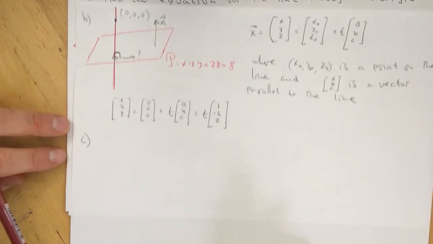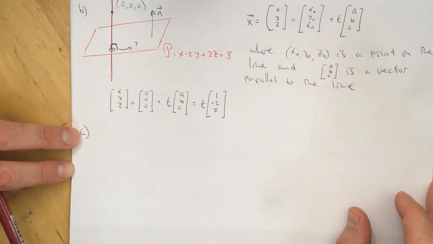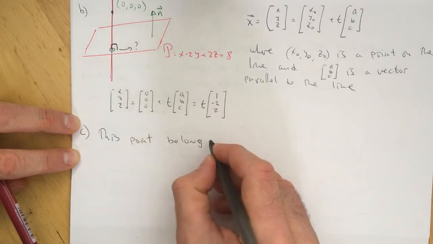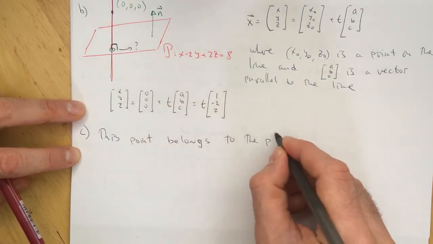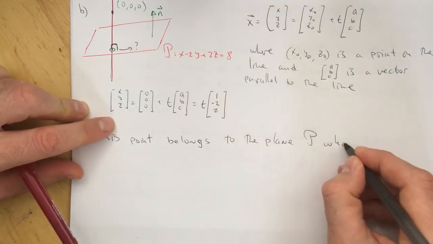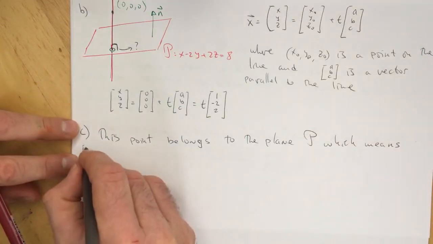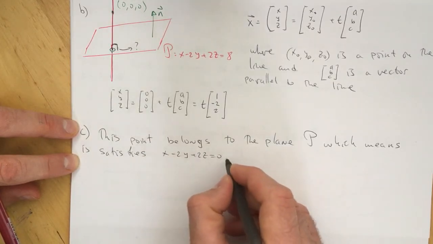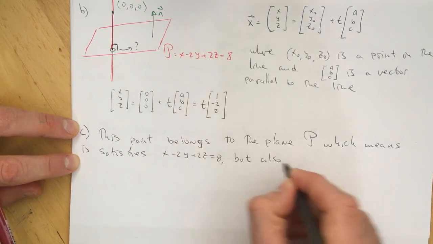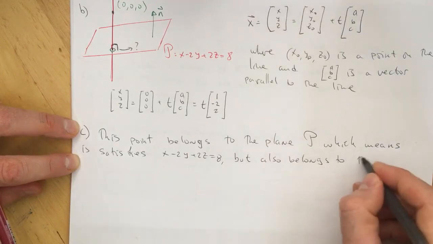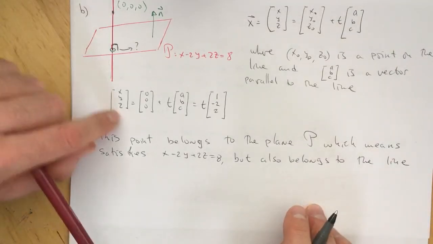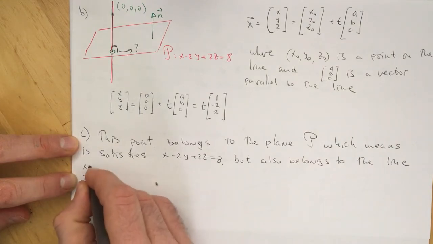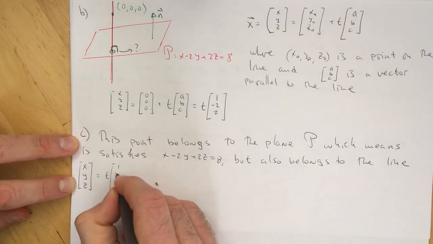Well, the point belongs to the plane, right? So this point belongs to the plane P, which means it satisfies the equation x minus 2y plus 2z is equal to 8, but it also belongs to the line that we found in the previous question. It belongs to the line xyz is equal to t times 1, negative 2, 2.